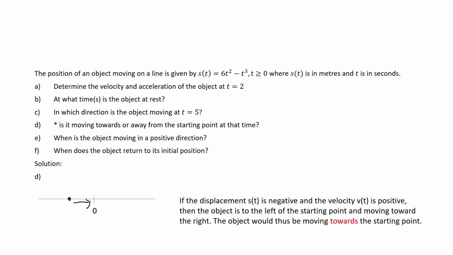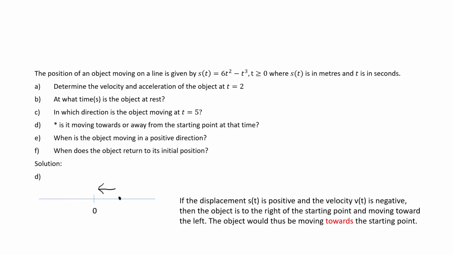On the other hand, if the displacement was negative but the velocity was positive, we'd have the situation indicated now, where the object is to the left of the starting point but moving toward the right. The object would thus be moving towards the starting point. On the other hand, we could have a displacement that's positive and a velocity that's negative. And if that was the case, the object would be to the right of the starting point and moving toward the left. The object would thus be moving towards the starting point.